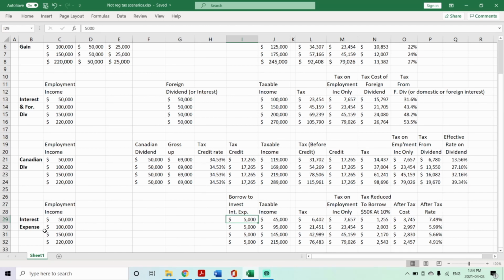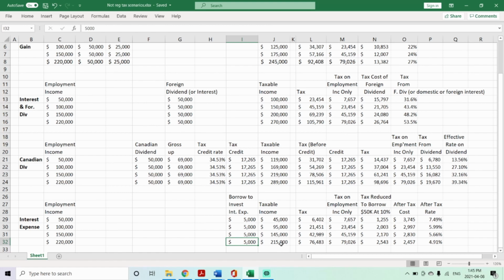So that's how borrowing to invest works in a non-registered account. This doesn't work in an RSP, even though you can borrow to invest in an RSP. You don't get this reduction of interest expense. So in this scenario, the after-tax rate to invest is not 10 anymore, it's 7.49. In the top marginal tax bracket, we still borrow the same $50,000 at 10%. We still have the same $5,000 worth of interest expense.